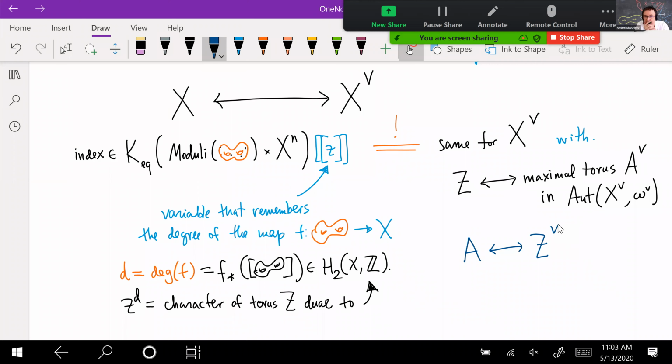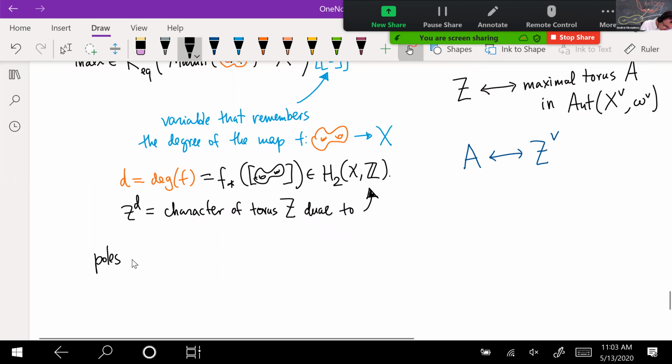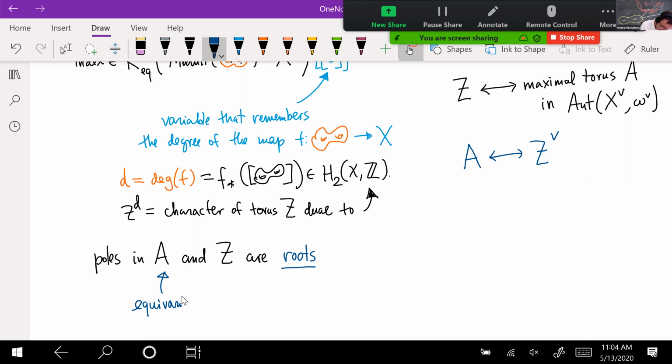These indices in compact geometry are rational functions, and the poles of those rational functions, poles in A and Z, are roots in two dual senses. Maybe these are called equivariant, these are called Kahler. In usual Lie theory, we have roots and coroots, but this is usual Langlands.